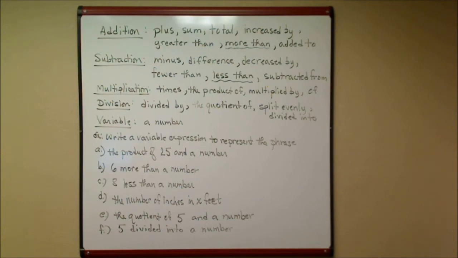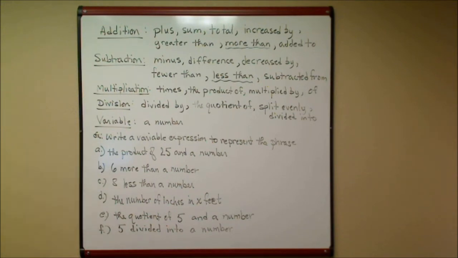I have listed at the top a few expressions that represent the 4 major operations and, of course, the idea of a variable. Notice that for addition: plus, sum, total, increased by, greater than, more than, added to. Those are just several of the types that you might come across. There are more, I'm sure. Notice that "more than" is underlined, and I'm going to get to that one because it's different from the others in that it switches the order around. We'll get to an example of that in just a minute.